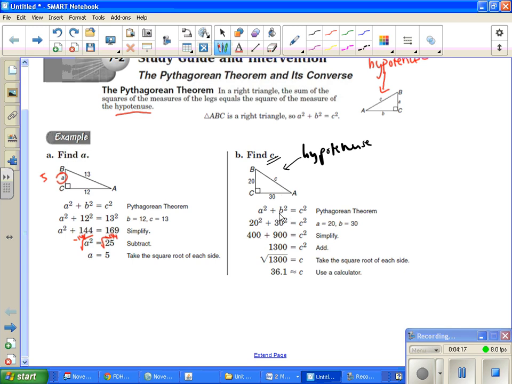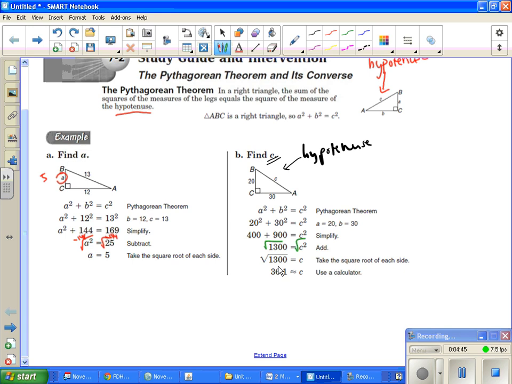Square 20, you get 400. Square 30, you get 900. Again, the calculator in your phone can do that just fine. Add them up. Now to get C by itself, all I got to do is take the square root of both sides. The square root of 1300 ends up being 36. So C is, this little crooked symbol means it's about 36.1. Not exactly, but estimated it's 36.1.